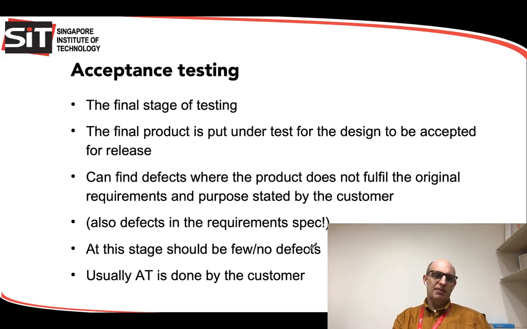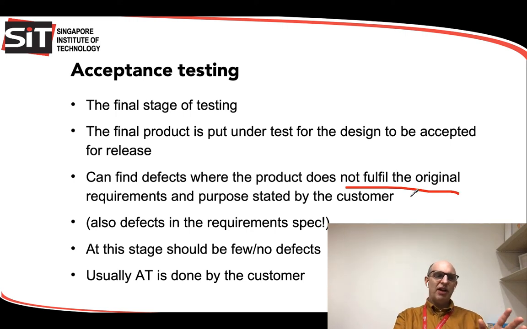So we've done system testing. As programmers, we know that our system works well. The next stage is acceptance testing. Usually this is where we hand the system over to the customers and say, is this acceptable? If the customer finds it acceptable, then they've probably got to pay for it at this stage. This is the stage where we tend to find defects in which the product doesn't fulfill its requirements.